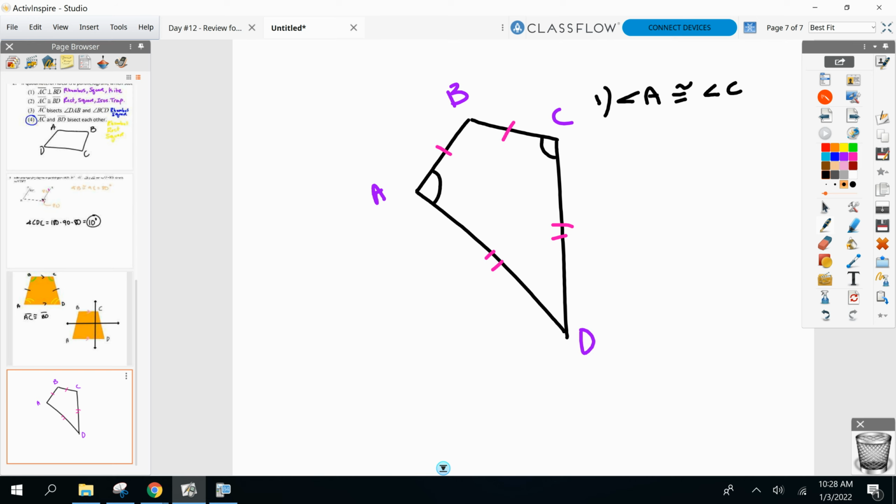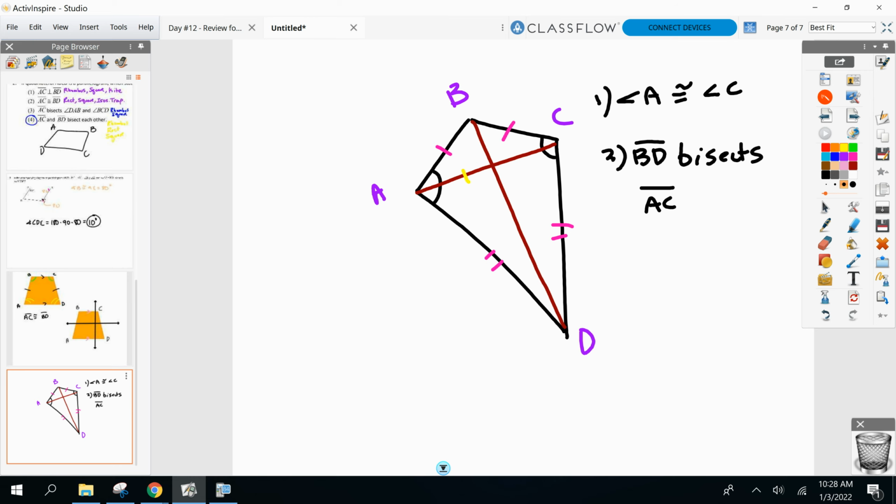What else? BD bisects AC. The longer diagonal, BD, bisects the shorter diagonal, AC. They do not bisect each other. So let me draw that in here. That's it. And one other big one. Diagonals are perpendicular. So they form what? Right triangles. Maybe we might have to use what now? Pythag. Okay, right triangles, might have to use Pythag.